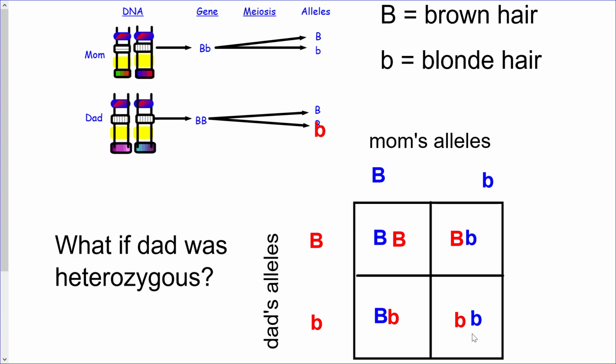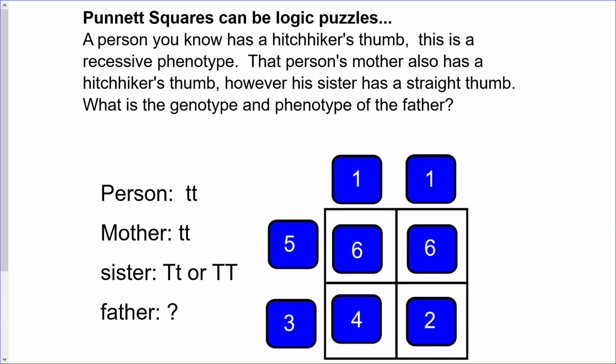So of our 4 possibilities, 25% of them would have blonde hair. These 3, even though these are coded somewhat differently, because the dominant allele is here, they would all have brown hair.